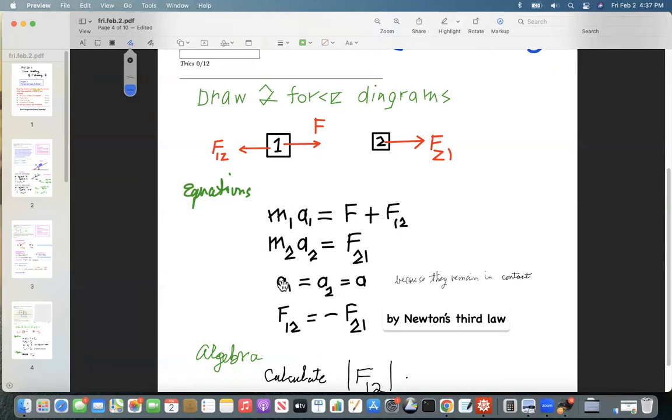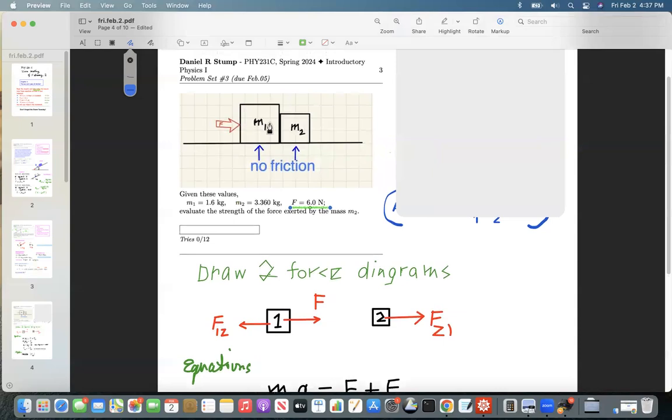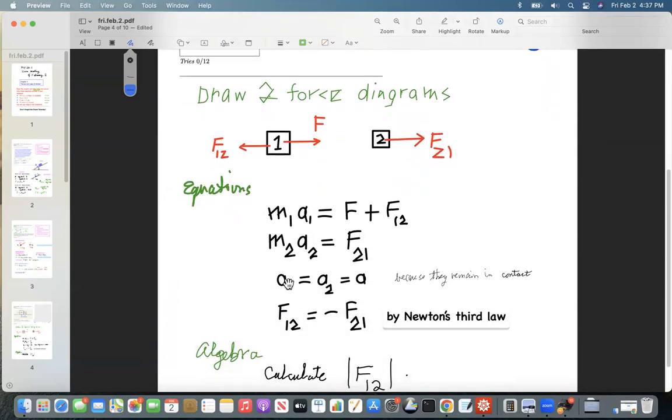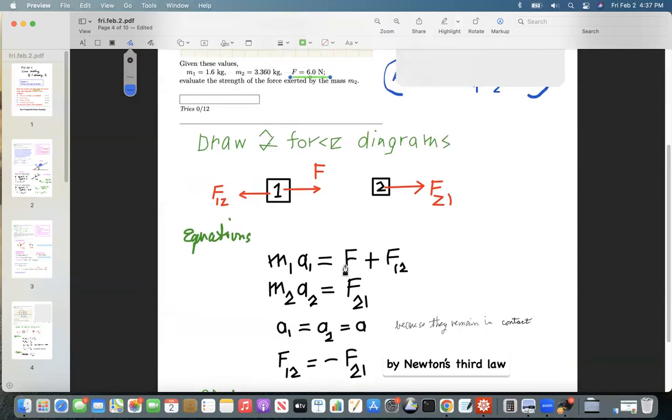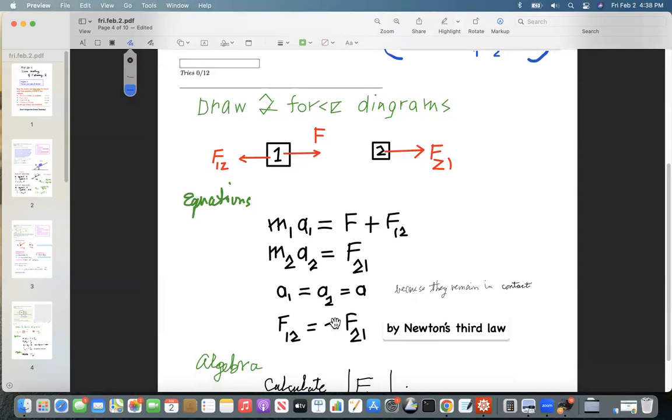One thing I know is that A1 is equal to A2, because these two blocks remain in contact. They're just going to move across the floor, always in contact. So if M2 moves an inch, M1 moves an inch. So they have the same displacement, they have the same velocity, they have the same acceleration. So A1 is equal to A2. Might as well just call that A. And then I have Newton's third law. F12 is negative F21. F21 is going to be positive, F12 is going to be negative.